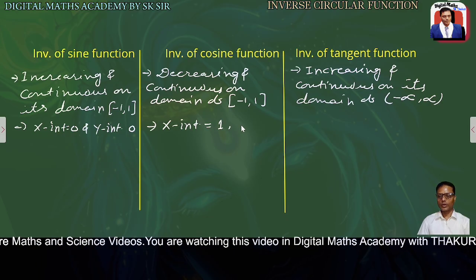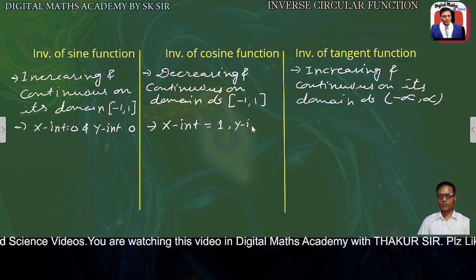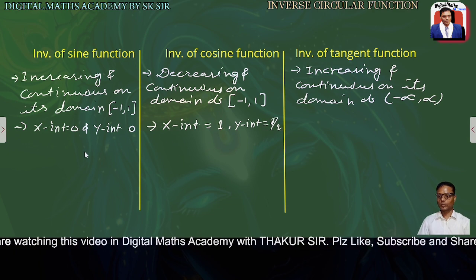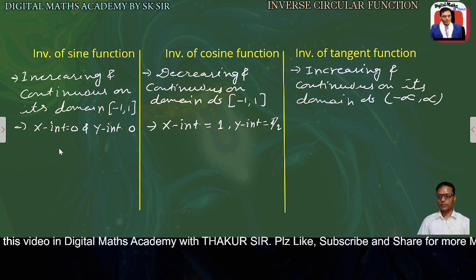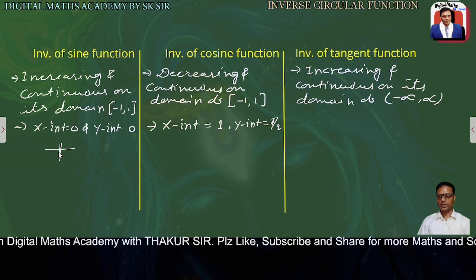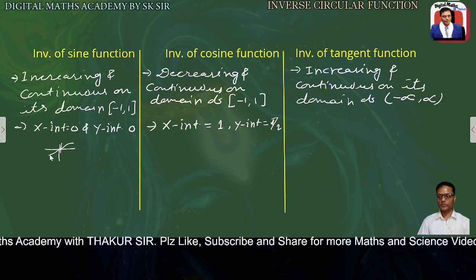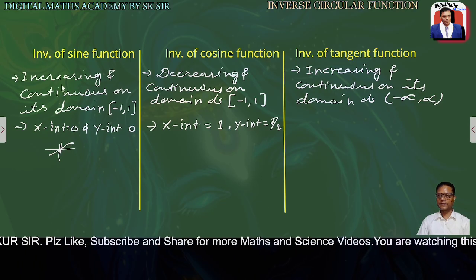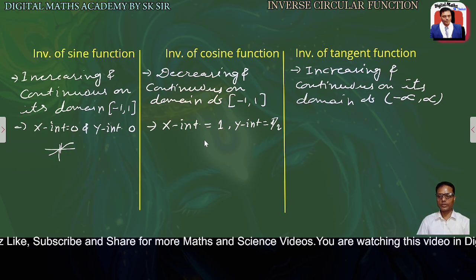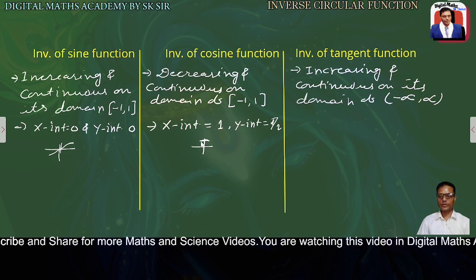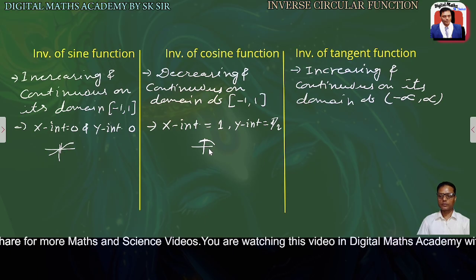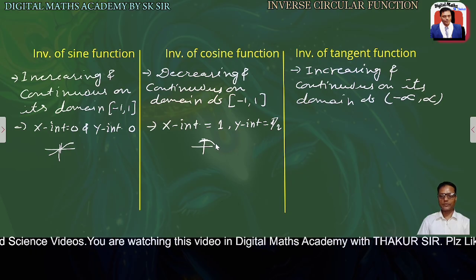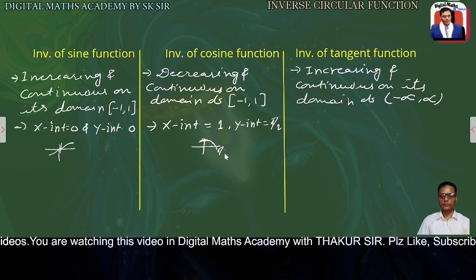And the y-intercept, we say, is pi by 2, isn't it? For inverse sine, it moves like this, so the x-intercept is 0. Inverse sine is never cutting the x-axis elsewhere, but in the case of cosine, it starts from here, so its x-intercept is 1, the upper one is 1, and the y-intercept is pi by 2, because we saw that there is a pi by 2, right?